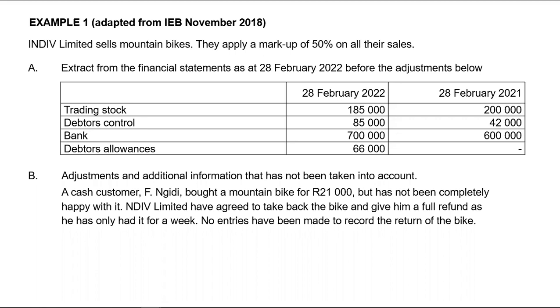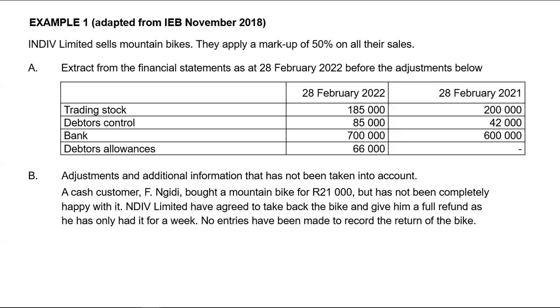Now it says in the Limited, sales of mountain bikes, they apply a markup of 50% on all their sales. Then they gave us an extract from the financial statement as at 28th of February 2024, before the adjustments below. So the adjustments that come after this table were not taken into account. And now we have adjustments and additional information that has not been taken into account.